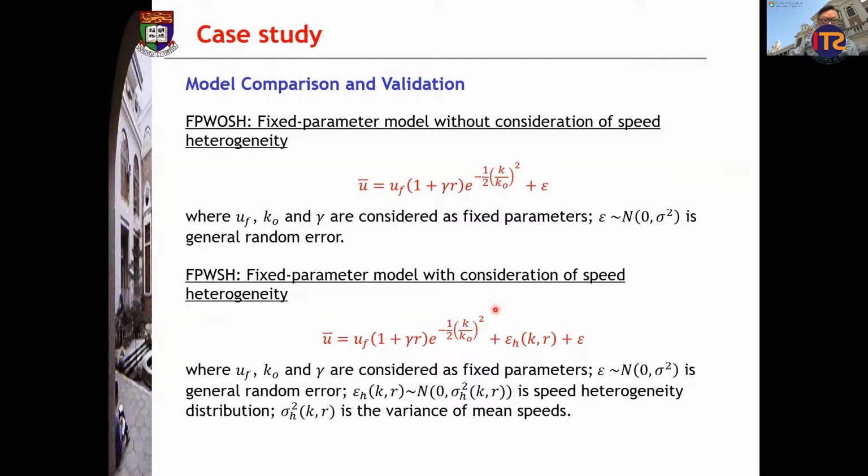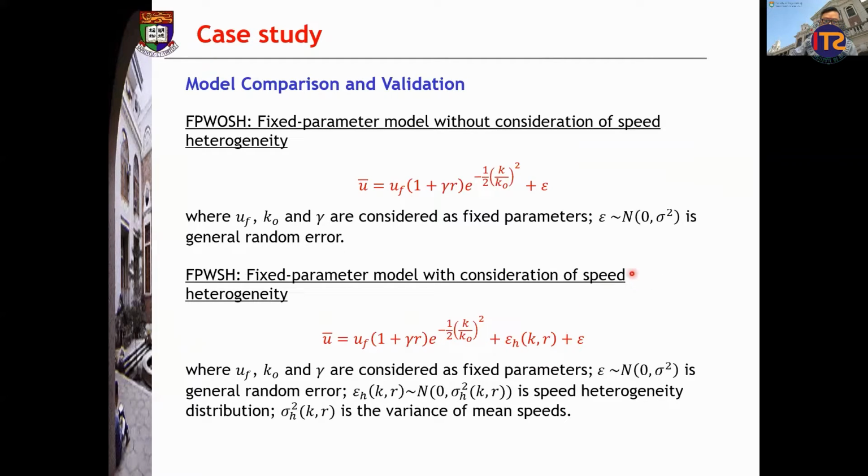To compare the results, we established 4 models. The first one is the fixed parameter model. We don't consider variance for the 2 parameters, free flow speed and optimal density; we take them as fixed parameters. But we consider both models to see the effect of speed heterogeneity data. In the first model, we do not input the data of speed variation. In the next model, although it's a fixed parameter model, we input the speed heterogeneity function, which is calibrated from the data, and also add one more term here.